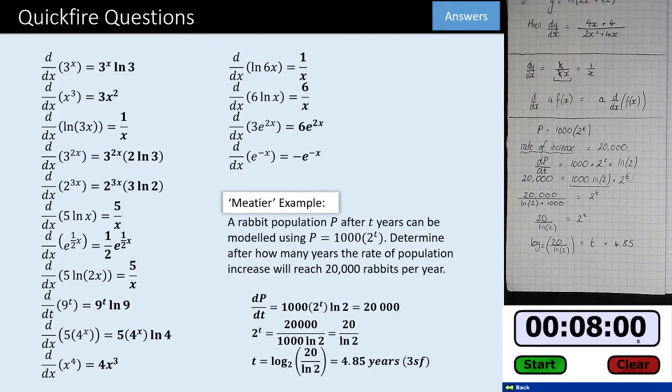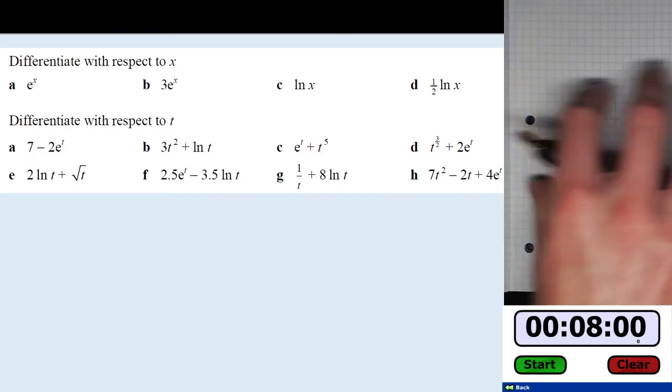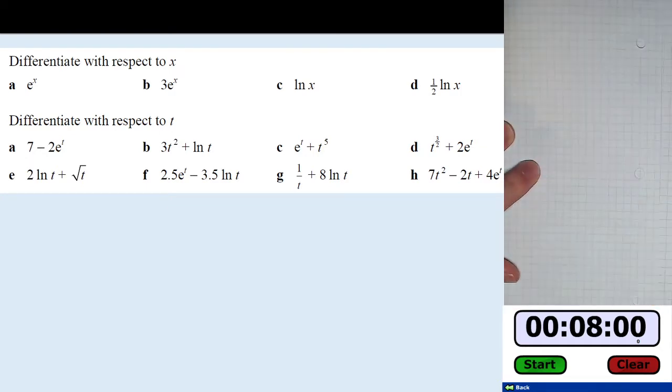Okay, so I think that is as reasonable a place to leave it for the moment. We've thought about differentiation of exponentials and logarithms. Now, answers to some of these. I'm going to rattle them off quickly.